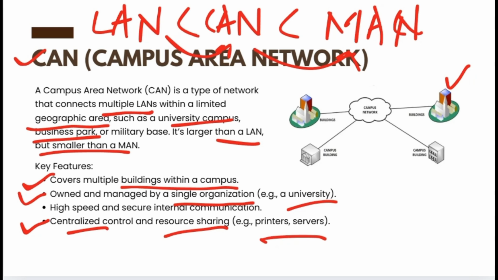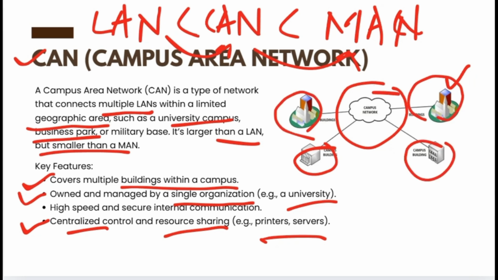So see this image, this is a campus network where campus buildings are there. We will connect all the buildings like these are all the LANs and it connects all LANs within a small geographical area. So it is larger than LAN but it is managed by one single organization, example like a university.